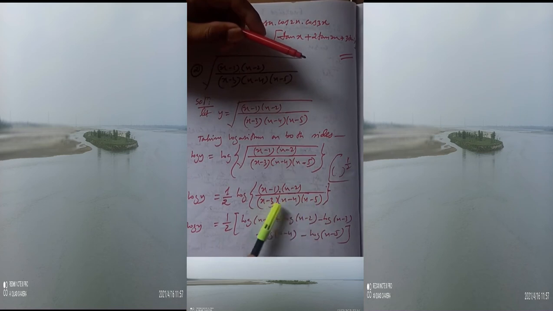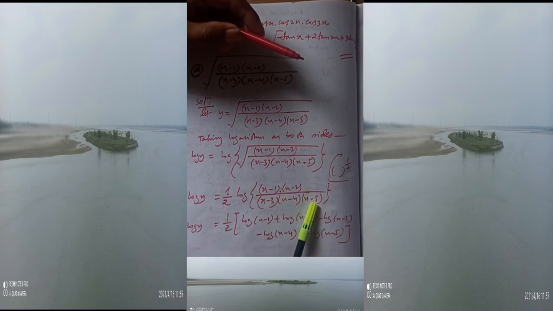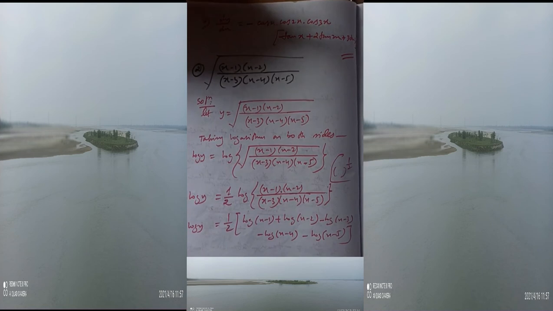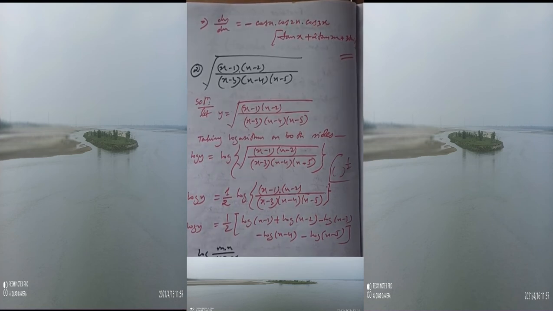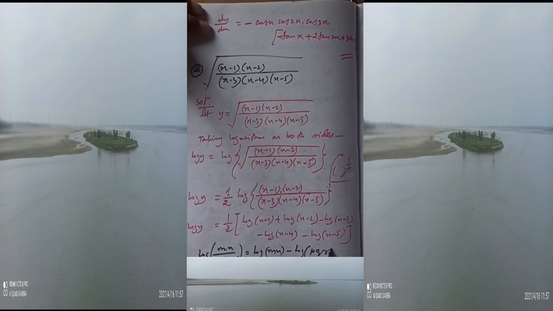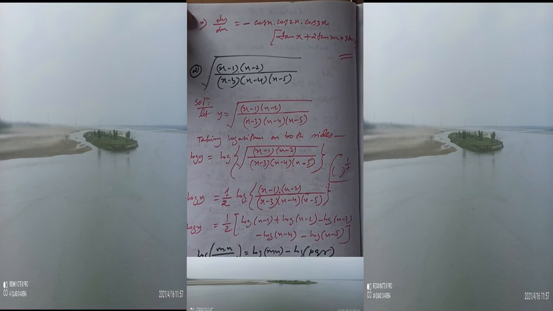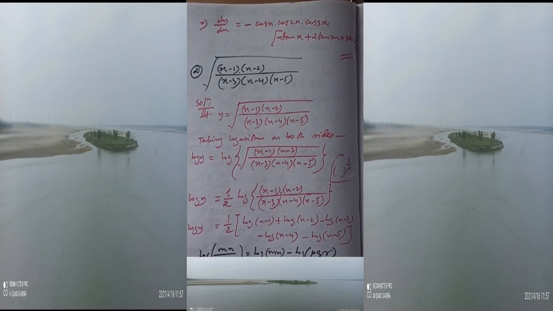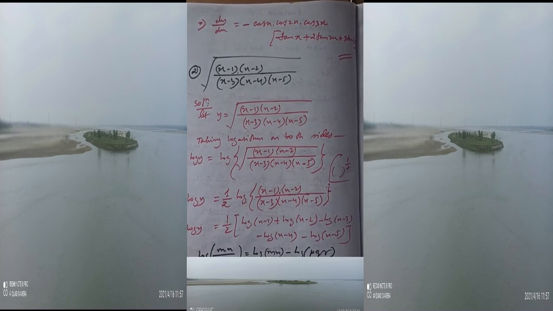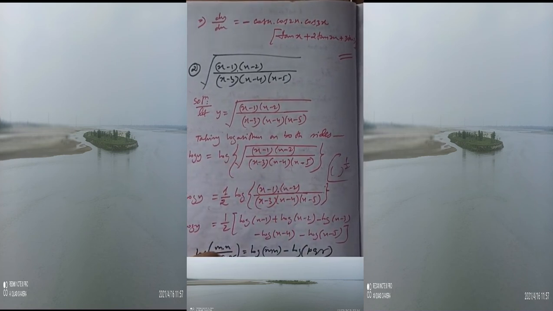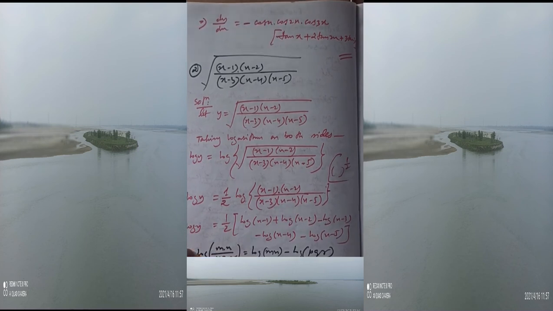Again, for this they are also in product form. So log x minus 3 plus log x minus 4 plus log x minus 5, but as they are in quotient form, a minus sign will come before that. All will be in plus as product, but minus will come: minus of the bracket of log m plus log n, so minus of this, minus of this, minus of this. Suppose this is mn, this is pqr, then log m by n is log m minus log n. Again, this is in product form, so log m plus log n minus log p plus log q plus log r. Then it is log m plus log n minus log p minus log q minus log r. That is what I have written here.